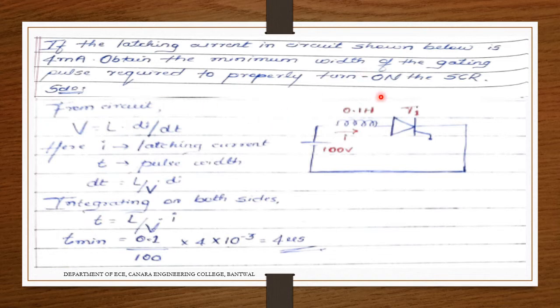They have asked for the minimum width required, so I'll substitute this as T minimum. L is equal to 0.1, V is equal to 100, into I, 4 into 10 to the power of minus 3. That gives 4 microseconds. So a pulse width of 4 microseconds is required when the latching current is 4 milliamps for this circuit. If you have a pulse width of 4 microseconds, then the SCR is properly turned on.